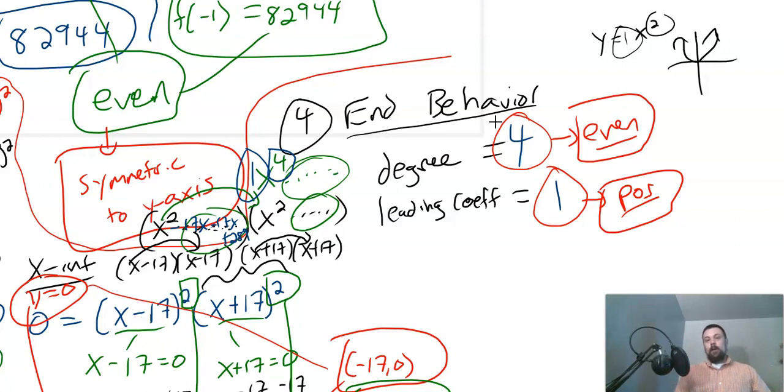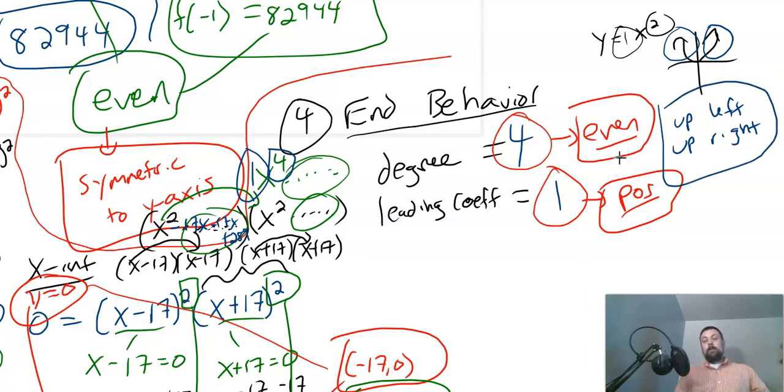right? Whatever the end behavior for this graph is, it'll be the same end behavior for this because they're in the same category, right? And so the end behavior here is it goes up to the left and it goes up to the right. And so that is what my function will do, right? So if that's what it does for x squared, that's what it's going to do for (x minus 17) squared times (x plus 17) squared, because they are in the same category when it comes to end behavior, right? So it'll be up to the left, up to the right.